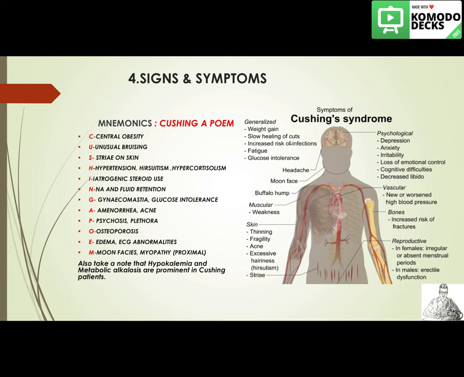So after pathophysiology, we will talk about signs and symptoms of Cushing's syndrome. They can be memorized with a very beautiful mnemonic, CUSHING'S POEM. Here C stands for central obesity, U for unusual bruising, S for striae on skin, H for hypertension, hirsutism and hypercortisolism, I for iatrogenic steroid use, N for sodium and fluid retention, G for gynecomastia and glucose intolerance, A for amenorrhea and acne, P for psychosis and plethora, O for osteoporosis, E for edema and ECG abnormalities, M for moon facies and proximal myopathy.